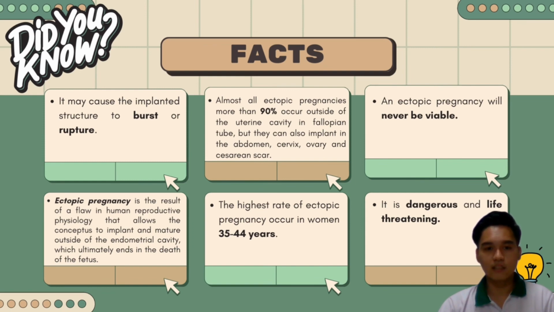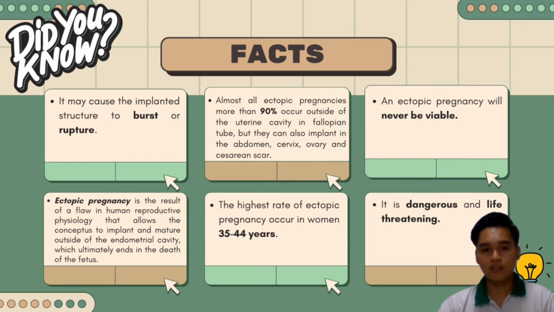Ectopic pregnancy is the result of human reproductive physiology that allows the conceptus to implant and mature outside of the endometrial cavity, which ultimately ends in the death of the fetus. Essentially, it is the extrauterine pregnancy, with the majority of them occurring in the fallopian tubes. Ectopic refers to something that is improper.